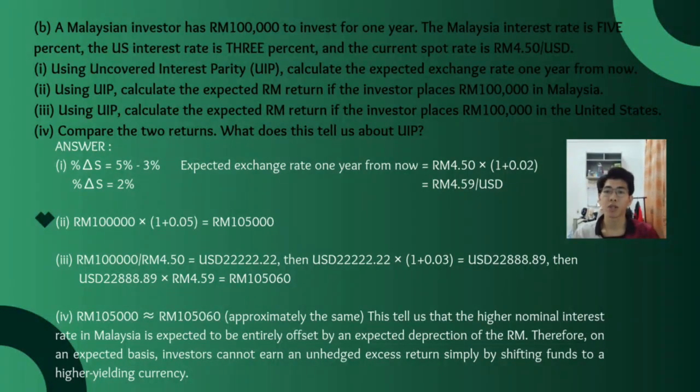B. A Malaysian investor has RM 100,000 to invest for 1 year. The Malaysian interest rate is 5%. The US interest rate is 3%. And the current spot rate is RM 4.5 over USD.